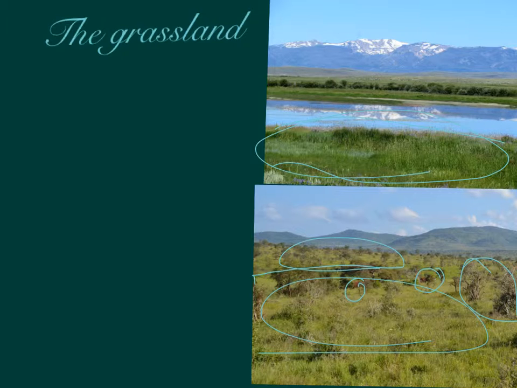This is the climate in the grassland. Dry, warm, hot days, hot nights, very little rain near the equator.